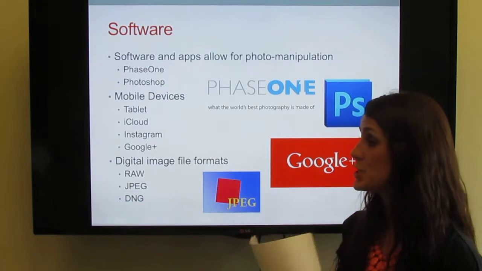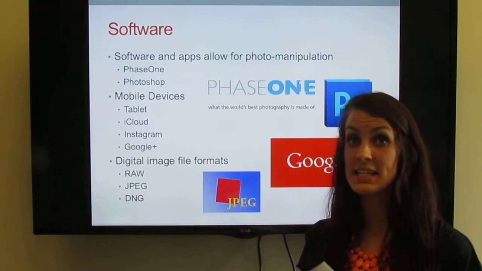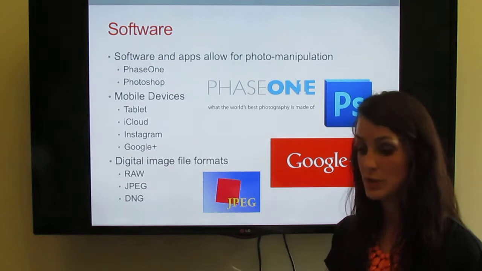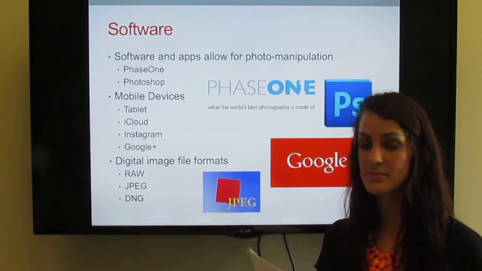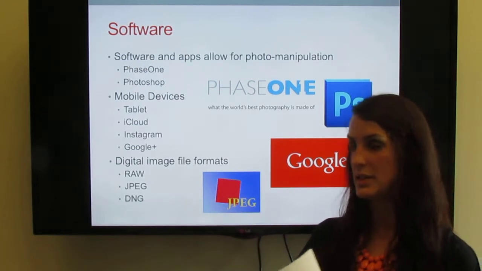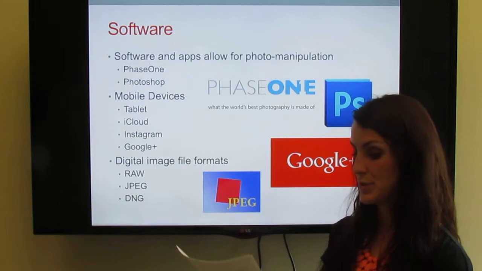And then the digital image file formats: we have RAW, JPEG, and DNG. Starting with RAW, which is going to be the native form of the digital formatting. It just, as it progresses, gets better throughout the years. And DNG was developed by Adobe in 2004.